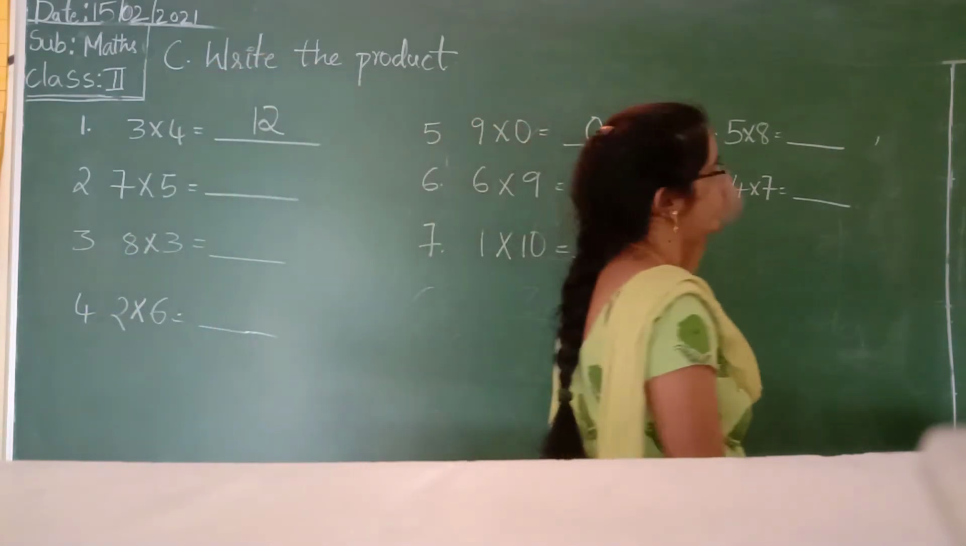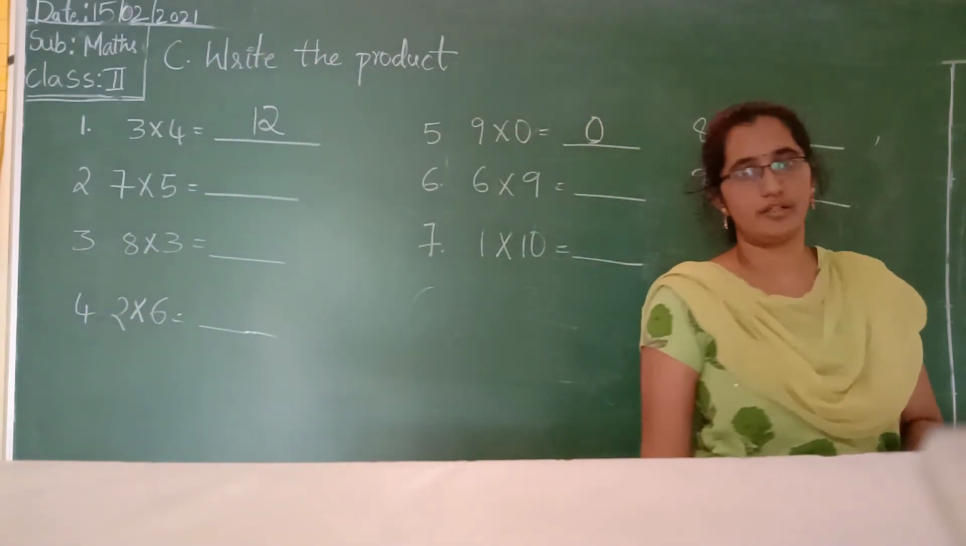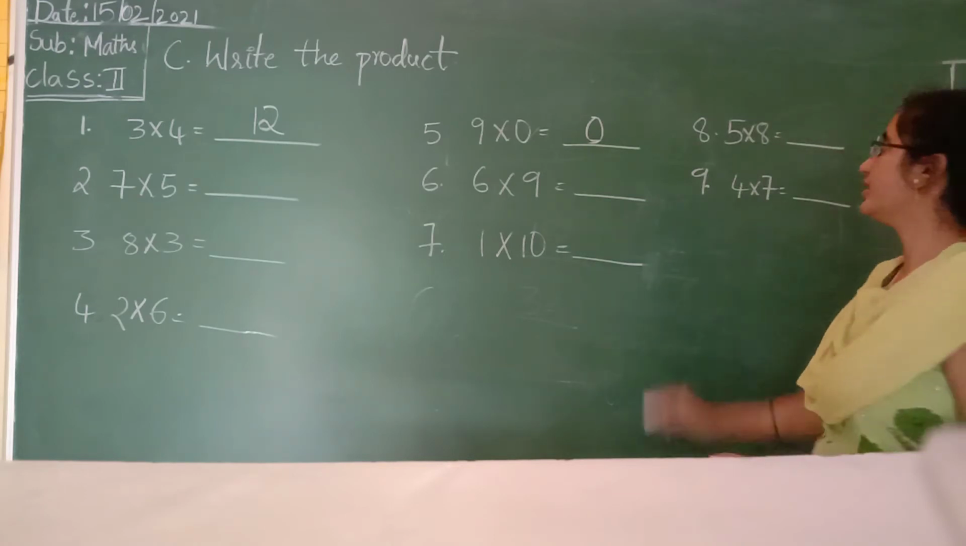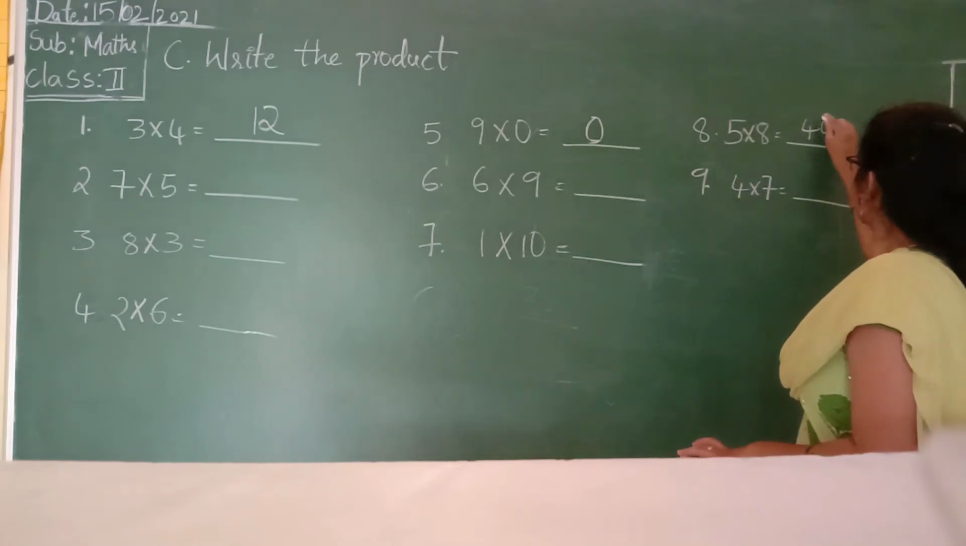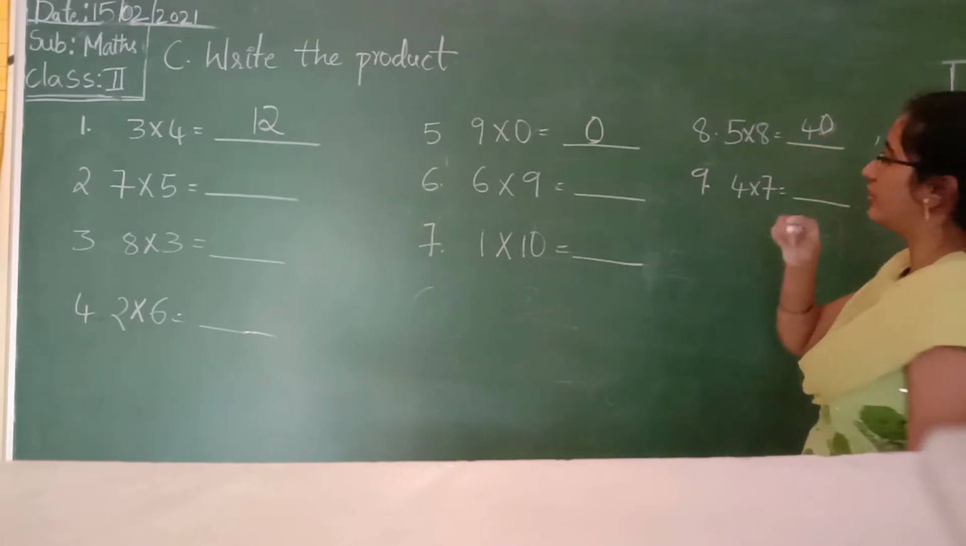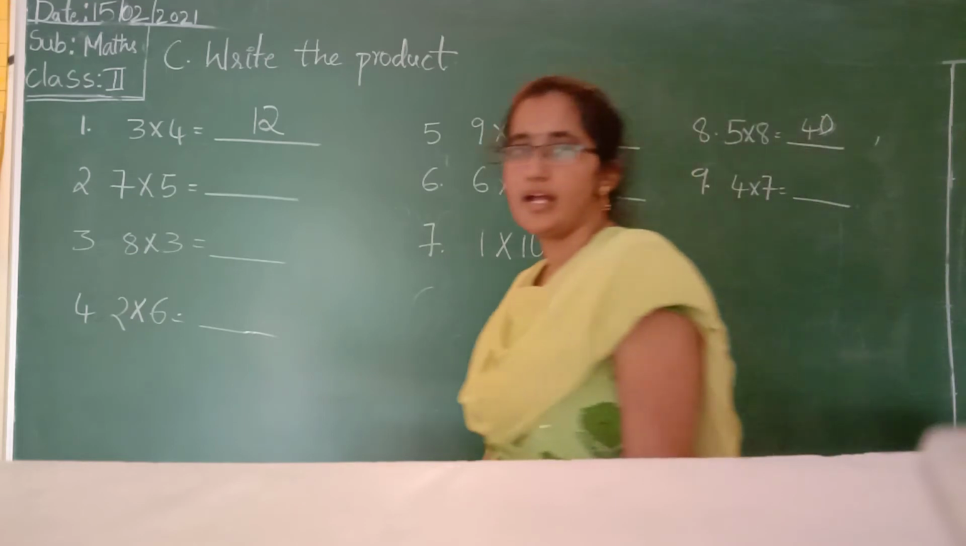Next, 5 into 8. 5 times 8 is 40. Now write down all these questions.